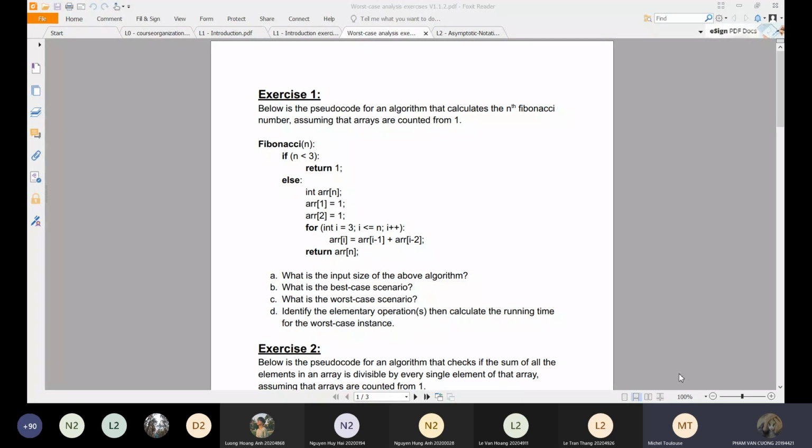Okay, I think a student cannot answer this one because they have not seen what best case and worst case are. Oh, actually, someone answered that right. Yeah, the best case scenario is when N is less than 3. And the worst case is otherwise. Okay, so can you identify the elementary operations and calculate the running time for the worst case instance?